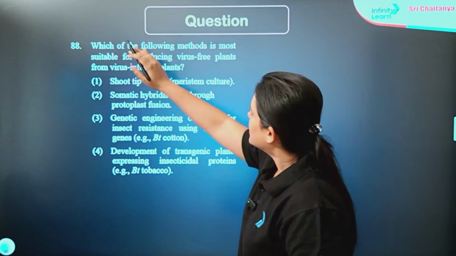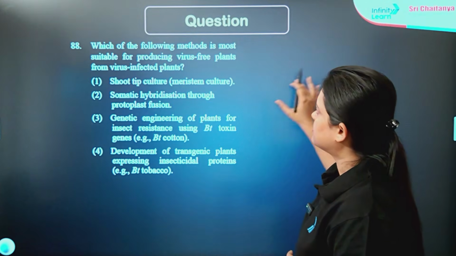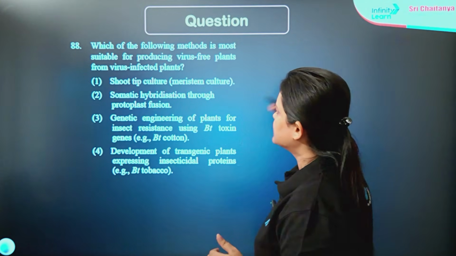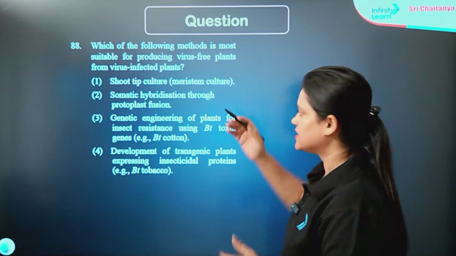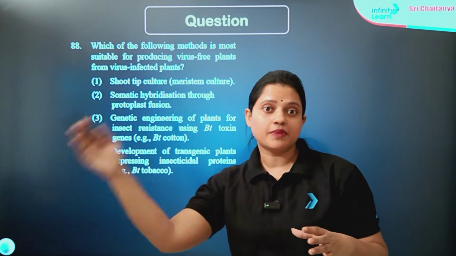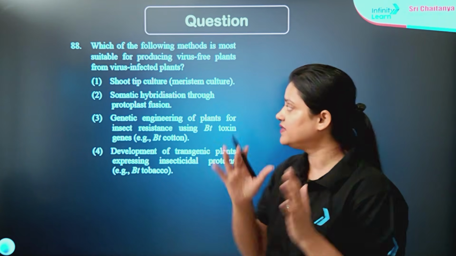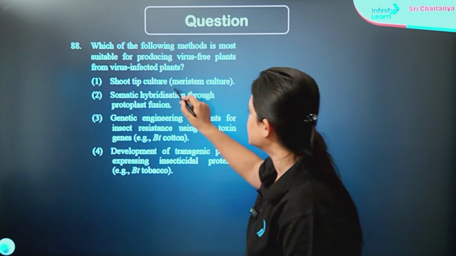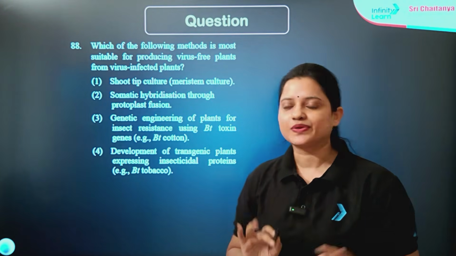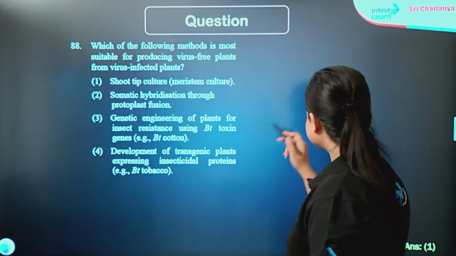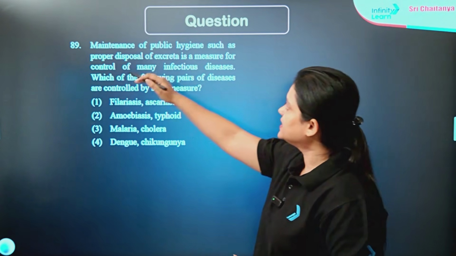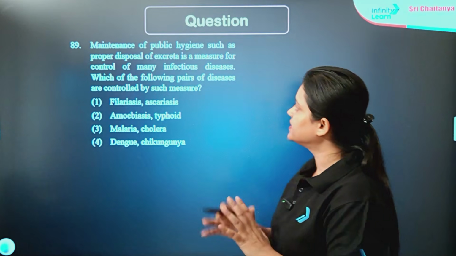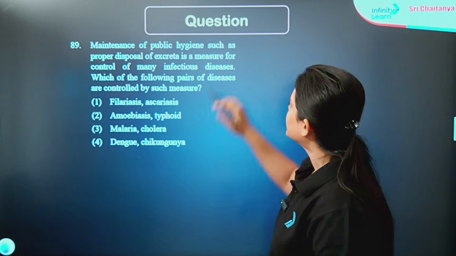Next, which of the following methods is most suitable for producing virus-free plants from virus-infected plants? If we want a virus-free plant from a virus-infected plant, we will use shoot tip culture or meristem culture. So the answer is 1.